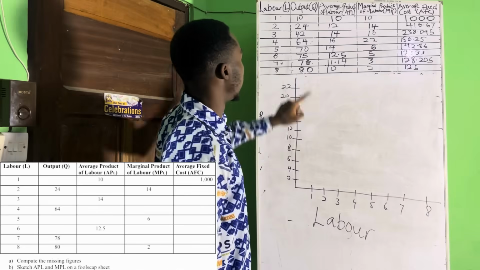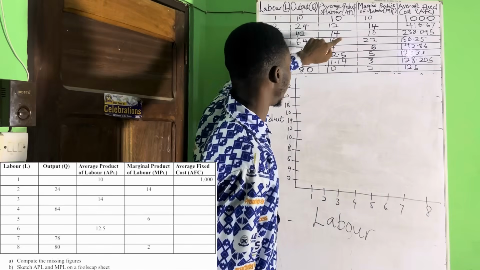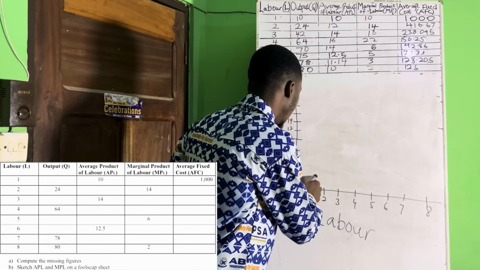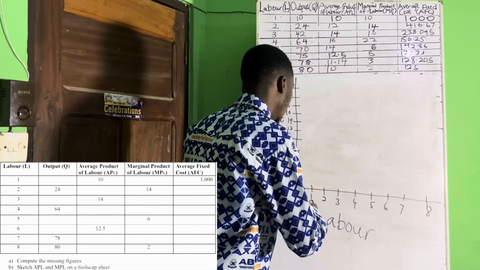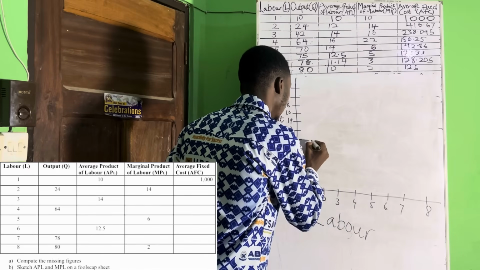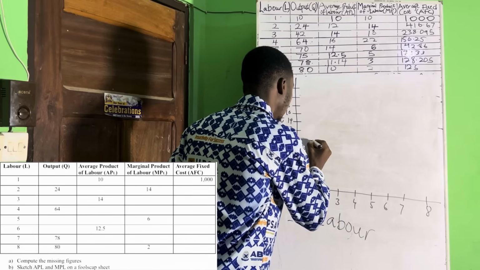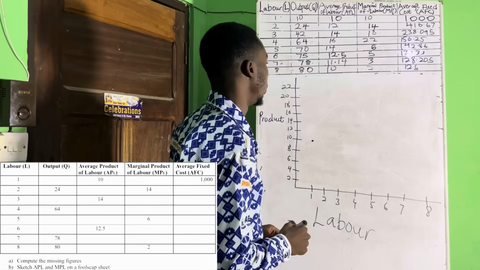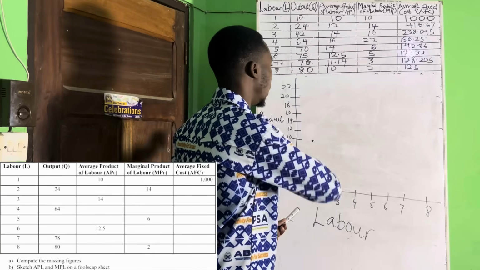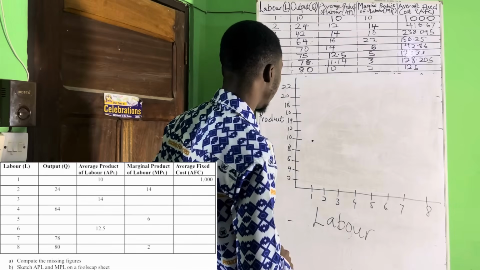So average product of labor for labor 1, you have 10. So labor 1, then trace it to 10 here. Get it? So it should be somewhere between 1 and 10, somewhere here. So let's do a dot. So draw the points for all of them, the dots. Then draw a line to trace the dots.